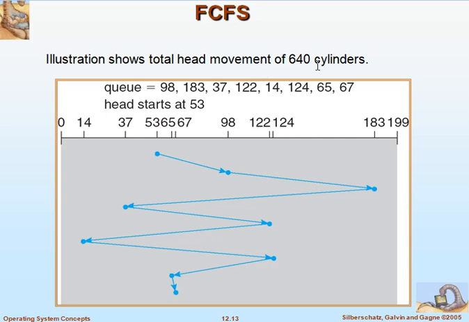In this particular demonstration, what is the total head movement? We have a total of 640 cylinders. So how is the head movement calculated? When it moves from 53 to 98, the head movement is 98 minus 53, plus from 98 it will move to 183, so 183 minus 98 is that movement. We calculate the difference in cylinder number for all these head movements, and altogether it comes to 640 cylinders.